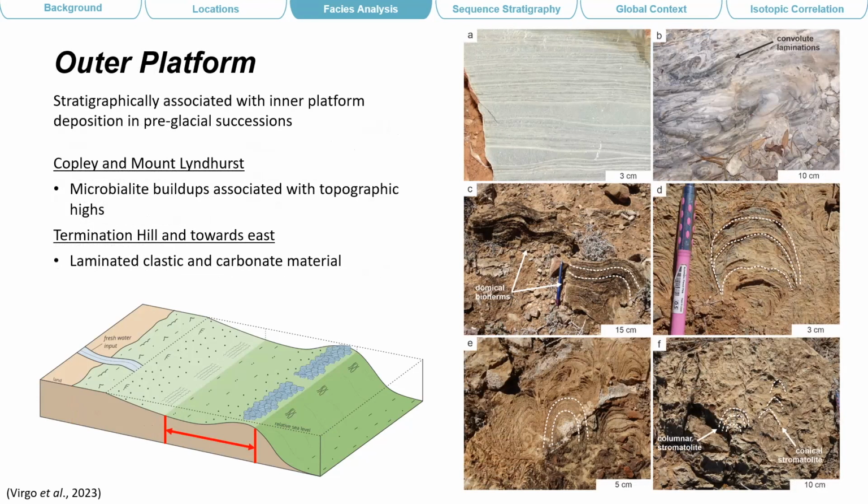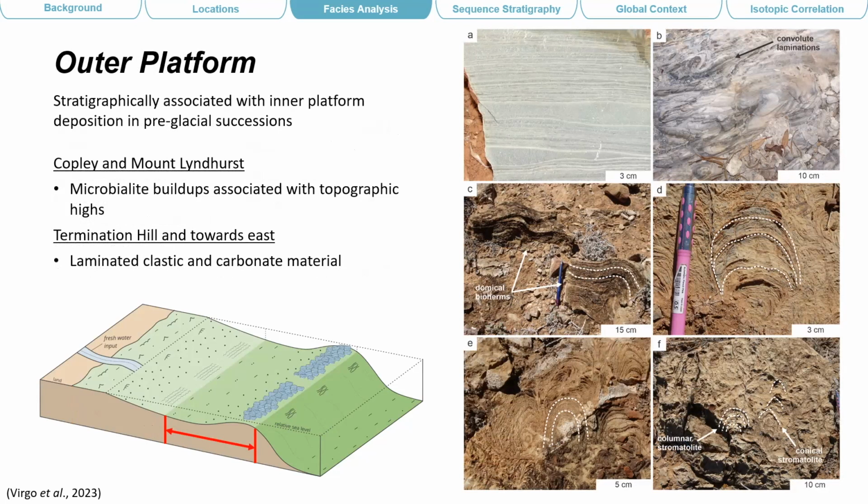Moving into the outer platform, it tends to be stratigraphically associated with the inner platform and makes up part of the pre-glacial successions. And in the Copley and Mount Lyndhurst zones, this is where we see some microbial buildup. So they're very beautiful. You can see them in the bottom few figures. We've got columnar and conical stromatolites. And that's associated with these topographic highs, which I will talk about in a second, and relates back to what Rochelle was talking about in her presentation.